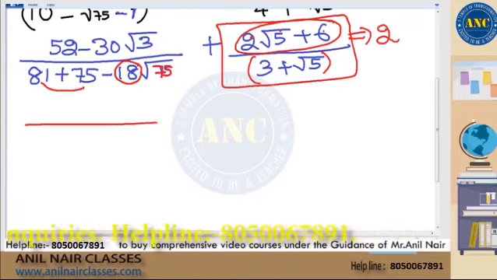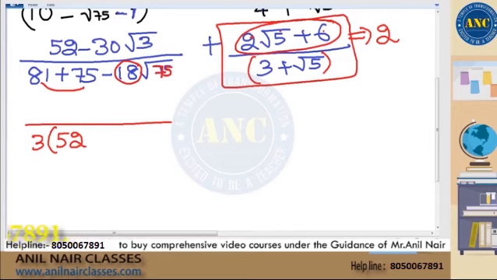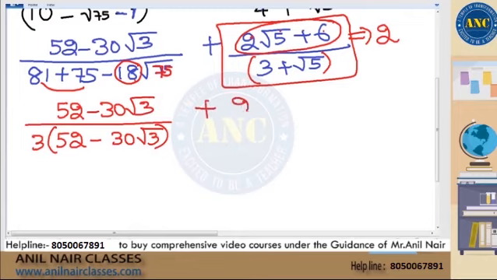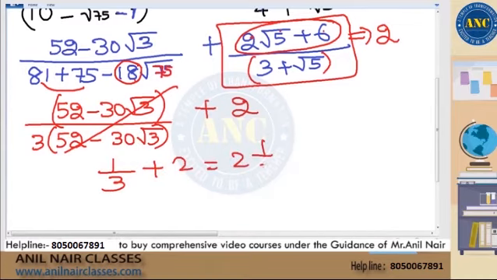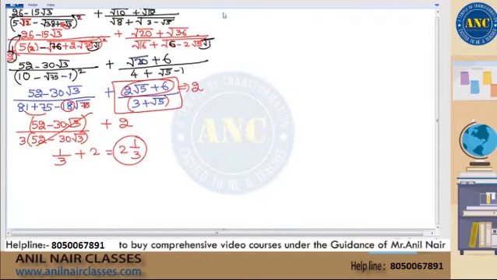90. That means in that 156 and 90, if I take 3 as a common factor, I will be left with 52, because 3 into 52 is 156, and 90 is what I got. 30 root 3 will be remaining. The numerator also is 52 minus 30 root 3. The second term is 2. This entire thing will get cancelled. 1 by 3 plus 2. The answer is 2 1 by 3. Beautiful question which involves so many of our previous calculations very, very handily.